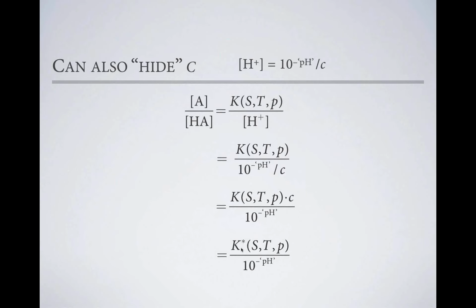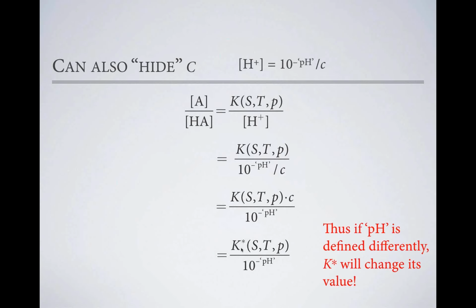And in principle, that's usually what happens. Of course, if you calibrate your electrode at the same time as you're measuring an equilibrium constant during a titration, that C is hidden in that K directly without you ever even thinking about it. But the problem is that depending on how you define and measure pH, the value of K, this K star that you need to do this calculation, will change.